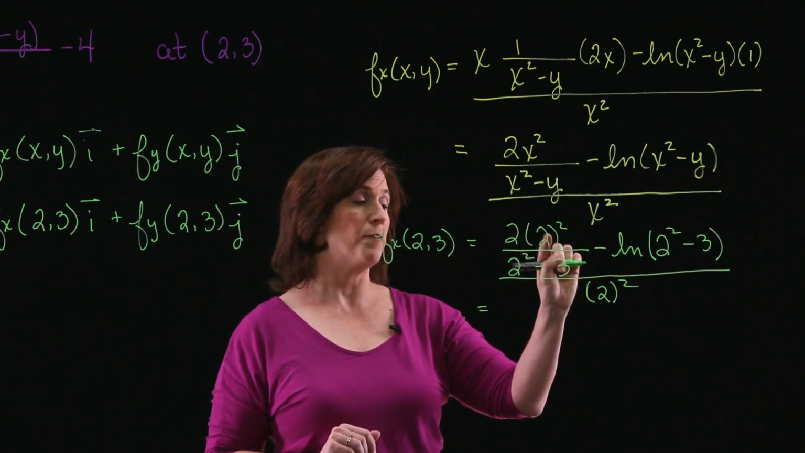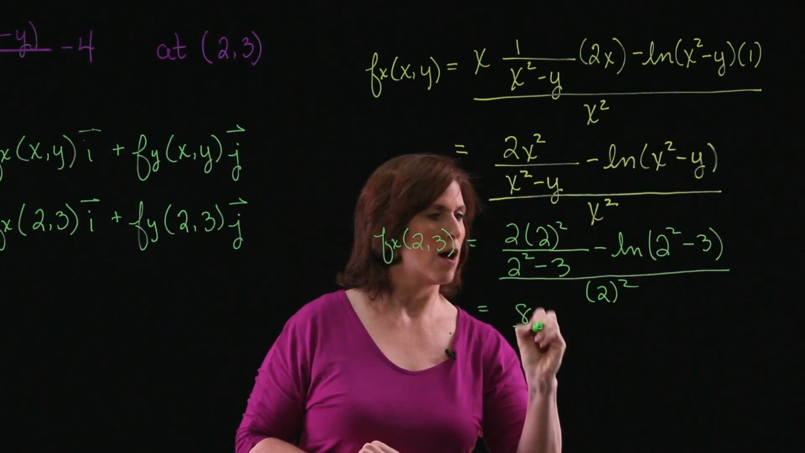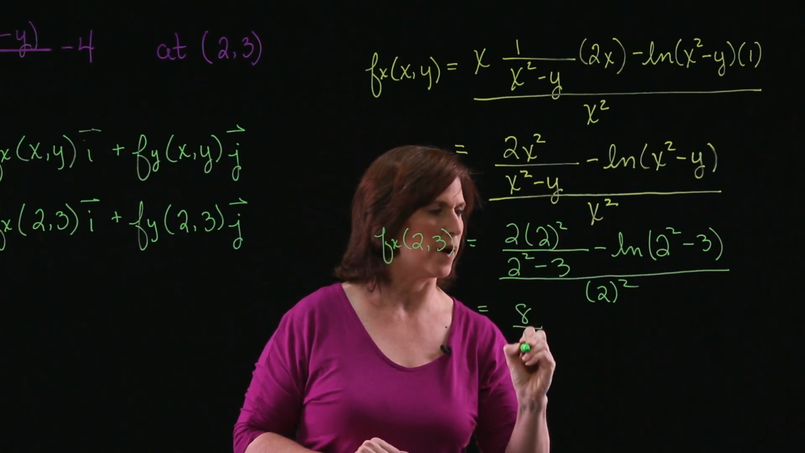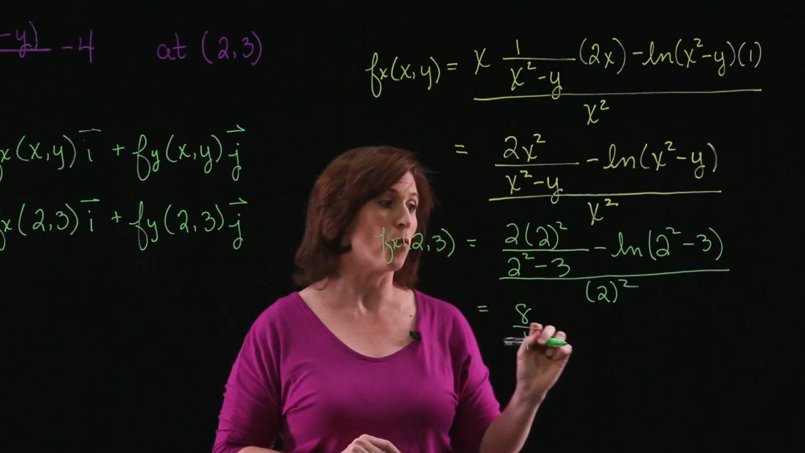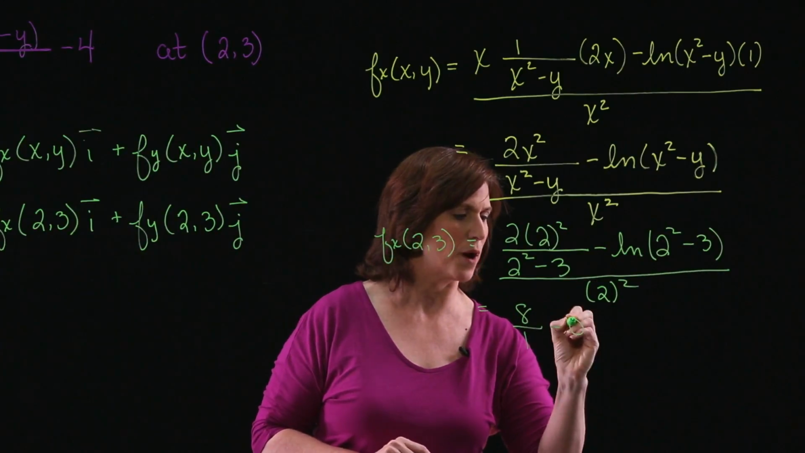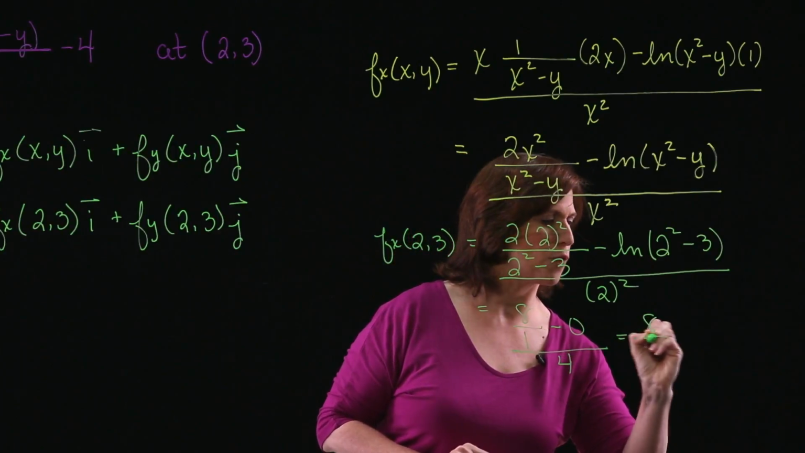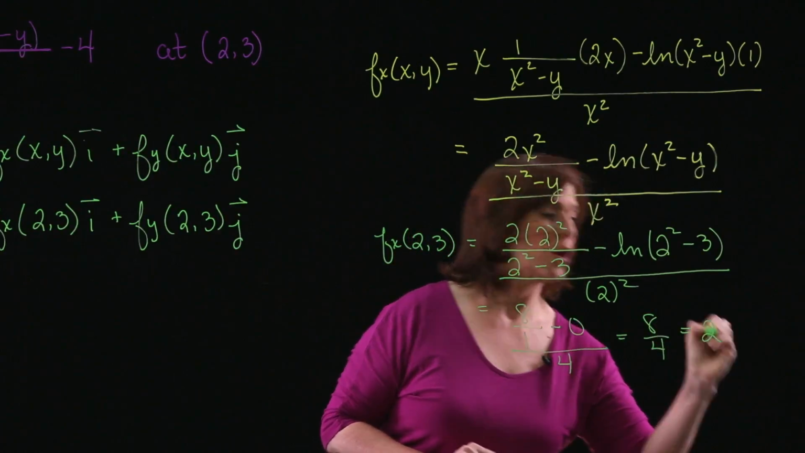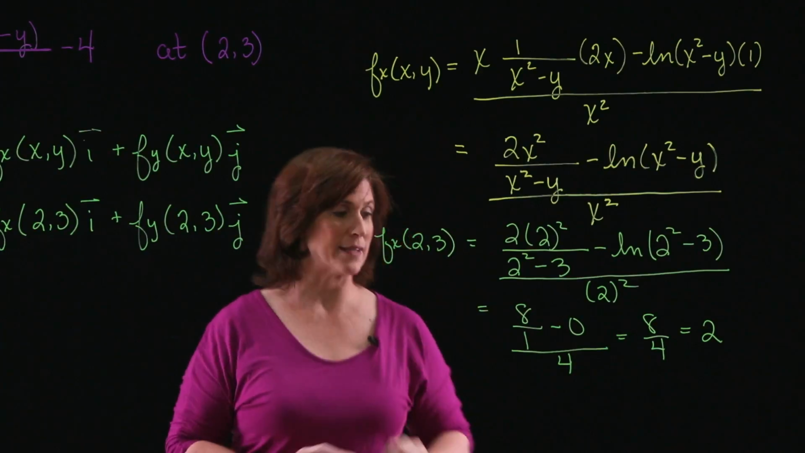That's going to give me 4 times 2, which is 8, all over 4 minus 3, that's 1. And the natural log of 4 minus 3, or 1, is 0. So I'll be subtracting 0 and then dividing the whole thing by 4. So I have 8 over 4, or 2. Okay, that's the partial with respect to x.